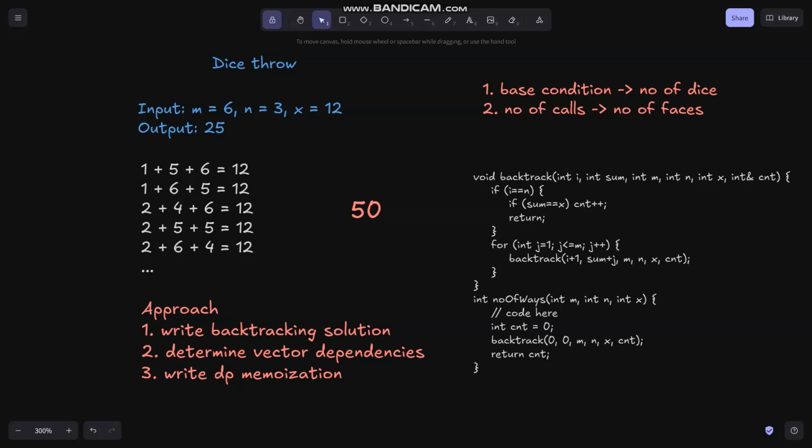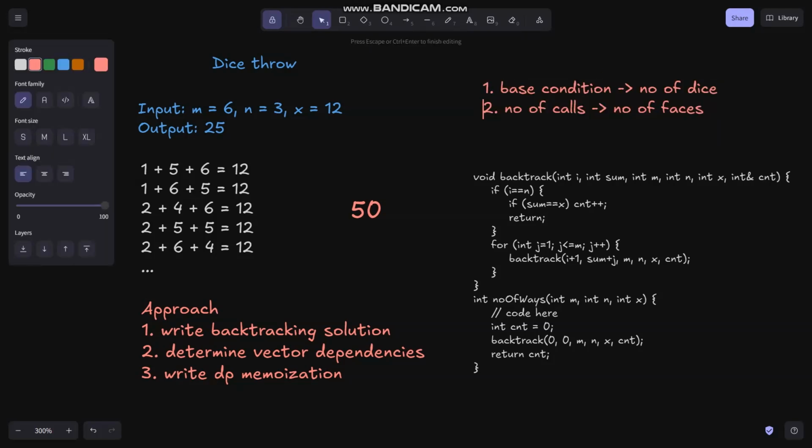So in the backtracking solution, we have to consider two things. That is the base condition and the number of recursion calls. Like what recursion calls do we make in that backtracking function? So if we can determine these two correctly, we can easily write our backtracking solution. So let's first look at the base condition. The base condition here is the number of dices. We can only throw 3 dices, and when we reach 3 count, we have to return back.